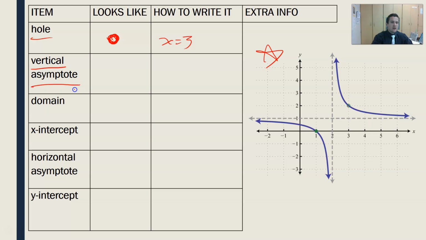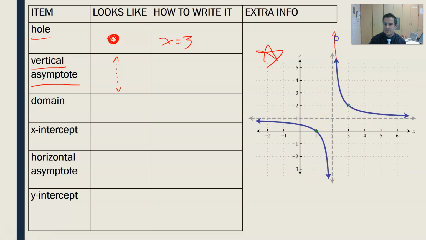A vertical asymptote is an asymptote, or a dotted line, that is going up and down. You notice here, this is a vertical line. This dotted line is a vertical asymptote. It looks like a vertical dotted line. Remember that a vertical asymptote is a line that the graph gets really close to, but it never touches.